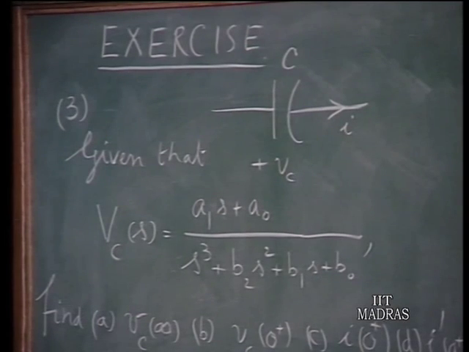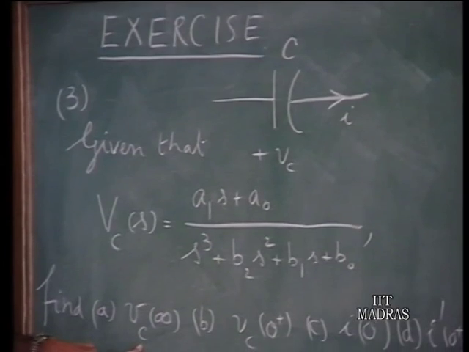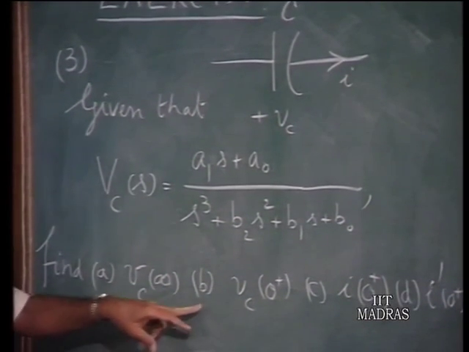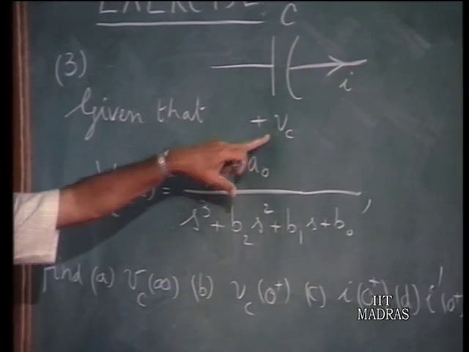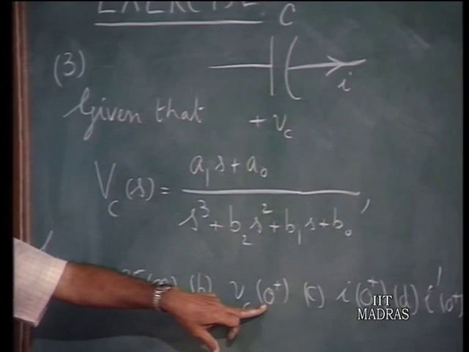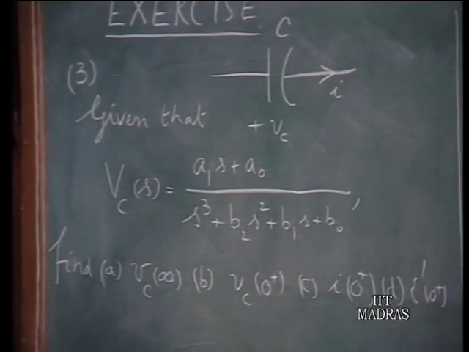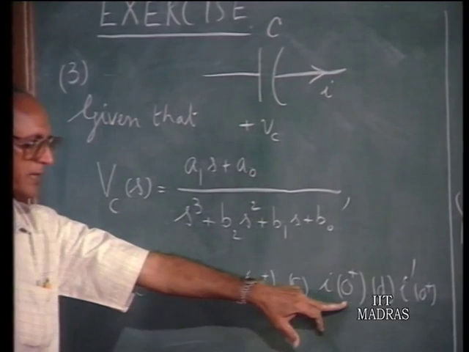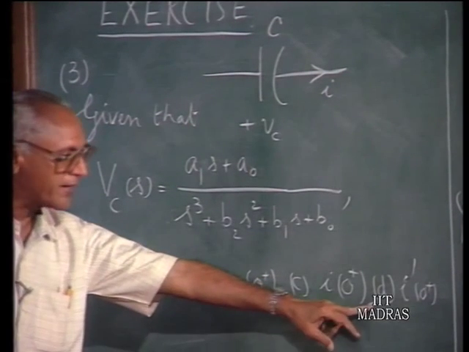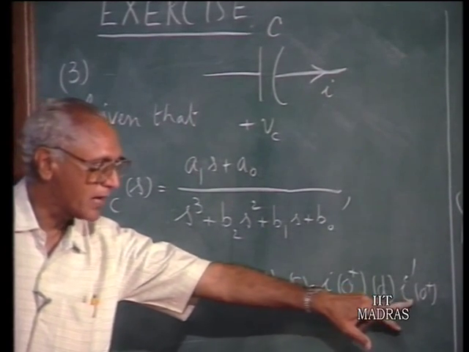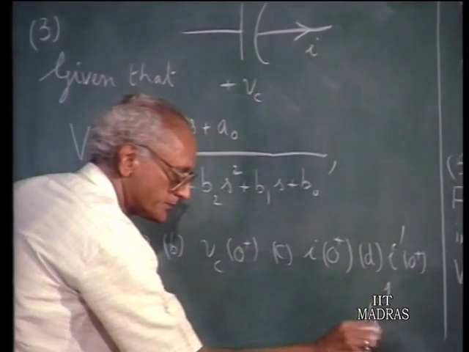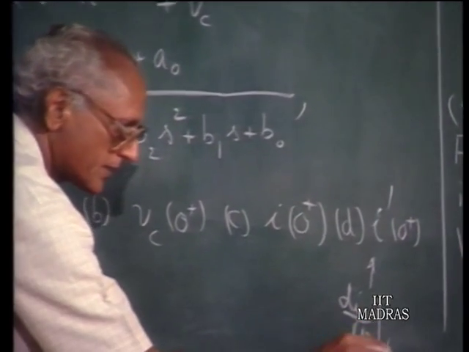Now, using this information in terms of A and B constants, find the final value of the capacitor voltage Vc infinity. B, the initial value of the capacitor voltage, which is Vc 0 plus immediately after t equals 0. Also find out the initial value of the current I 0 plus. And lastly, find the initial value of the derivative of the current I prime 0 plus. This means di by dt evaluated at t equals 0 plus.